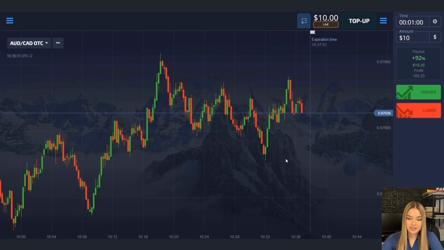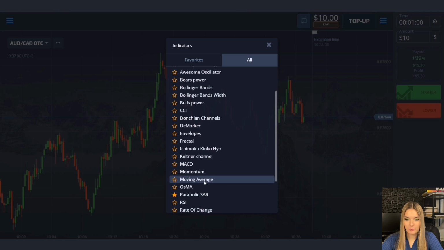The Parabolic SAR is a trend indicator. It will also tell us the pivot point, warn us about the trend change and prompt further price movement. And so friends, let's get started. In order to connect this indicator, I press this button in the upper left corner, then the indicator selection button and the list opens in front of us. Select Parabolic SAR from the list.